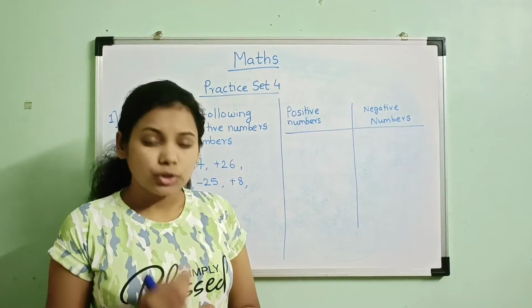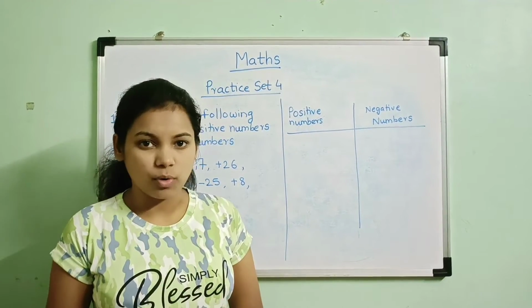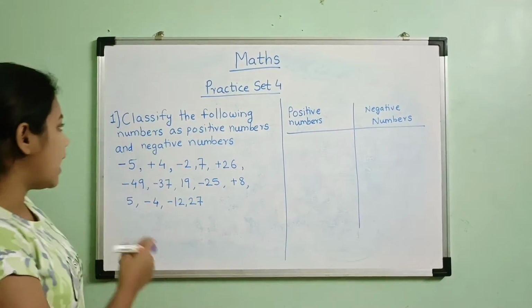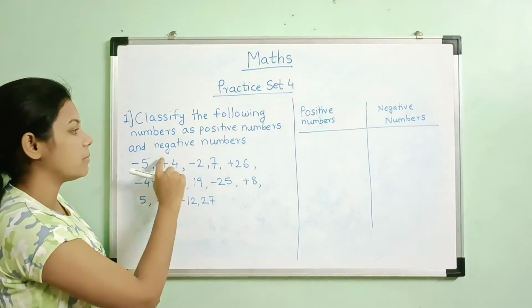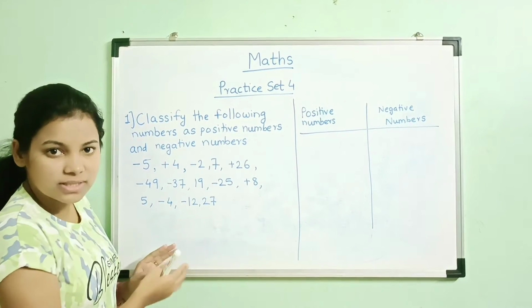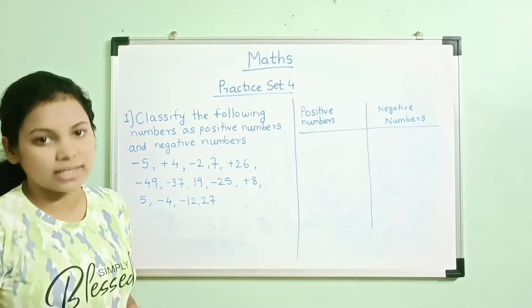Now, today we will be discussing some practice sets from State Board Standard 6. This is practice set 4, and the first question is: classify the following numbers as positive numbers and negative numbers. We have been given this many numbers and we have to just classify them into positive numbers or negative numbers.